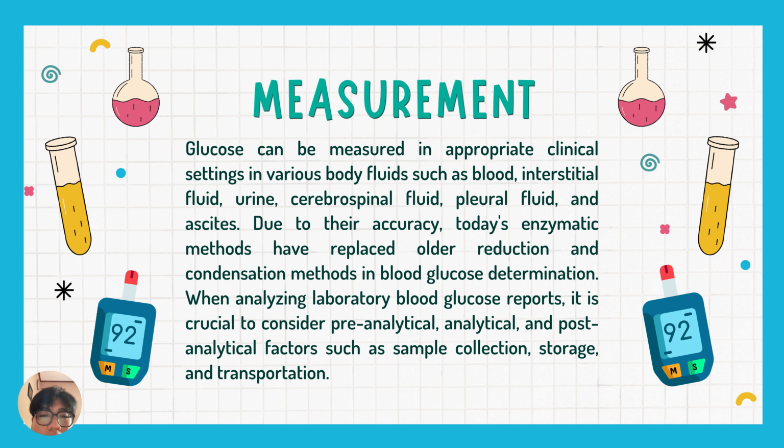Glucose can be measured in appropriate clinical settings in various body fluids such as blood, interstitial fluid, urine, cerebrospinal fluid, pleural fluid, and ascites. Due to their accuracy, today's enzymatic methods have replaced all the reduction and condensation methods in blood glucose determination. When analyzing a laboratory blood glucose report, it is crucial to consider pre-analytic, analytical, and post-analytical factors such as sample collection, storage, and transportation.